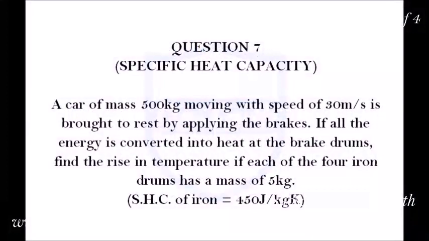A car of mass 500 kg moving with a speed of 30 meters per second is brought to rest by applying the brakes. If all the energy is converted into heat at the brake drums, find the rise in temperature if each of the 4 iron drums has a mass of 5 kg. Specific heat capacity of iron equals 450 joules per kilogram per Kelvin.